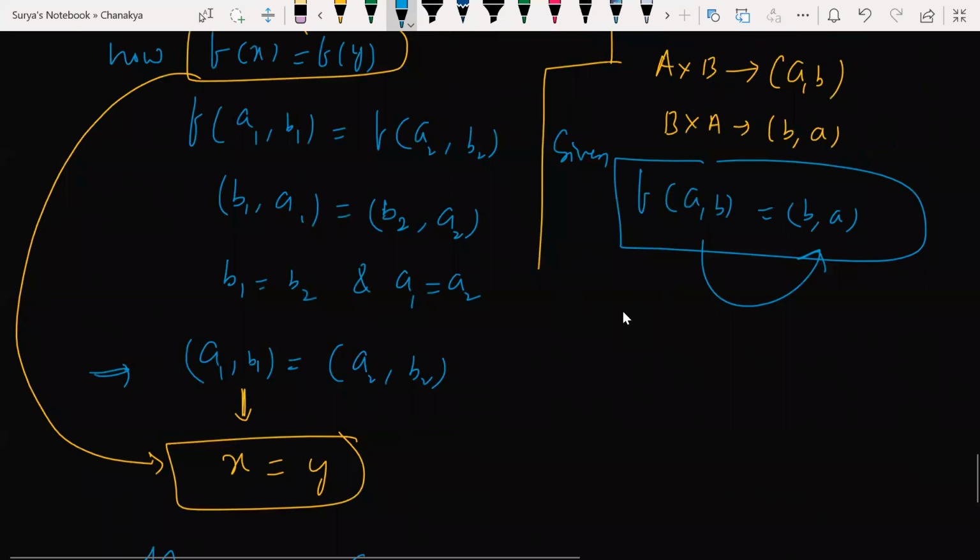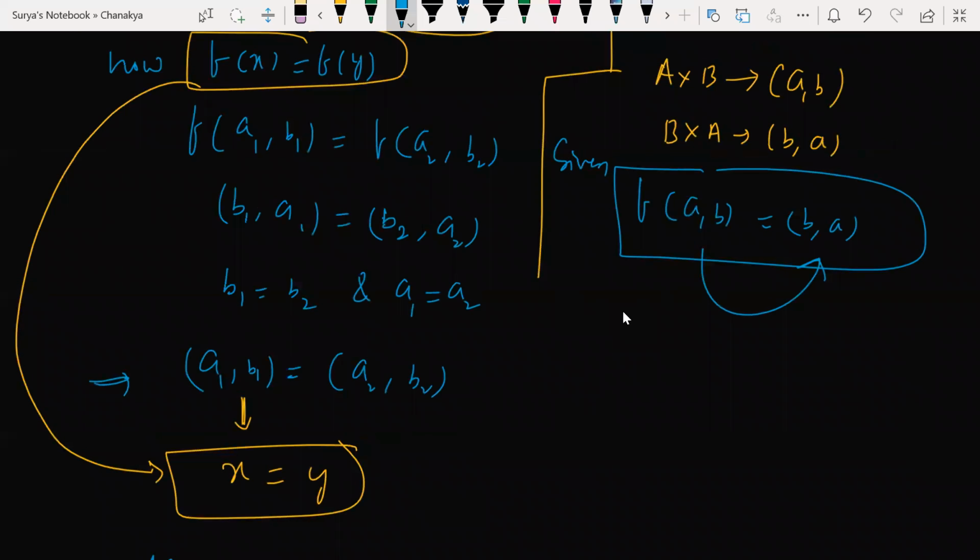Clear? For one-one, I told that f of x is equal to f of y. If f of x is equal to f of y, then I have to prove that x is equal to y. Yes, I have done that. Clear? Hope you all got this point. Shall I go for the next?